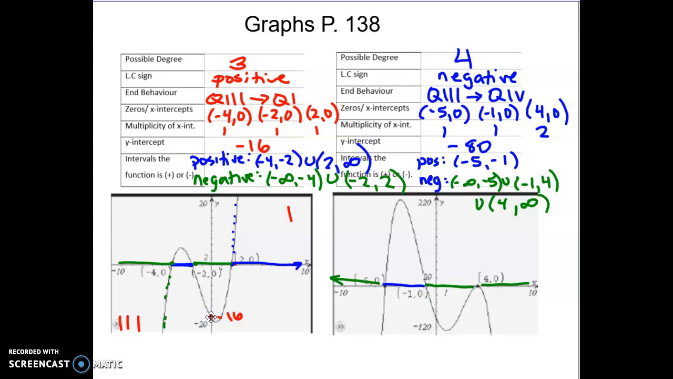So you can go through and try the second one on your own. I do have all the information on here, but try to go through this graph and figure out why all the information is written the way it is. Let's also write the equation for these.